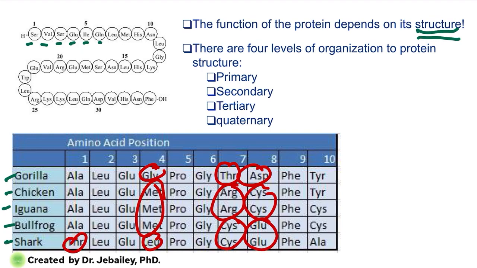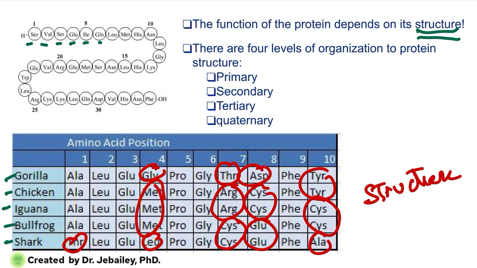So you can see that these differences show a different sequence, and if a different sequence, then eventually they're going to have what? A different structure. That's why a gorilla does not look like a chicken and a chicken does not look like an iguana, because they don't have the same sequence of amino acids. They might have some in common, but for them to be exactly the same, they would have to be 100% the same sequence of amino acids.